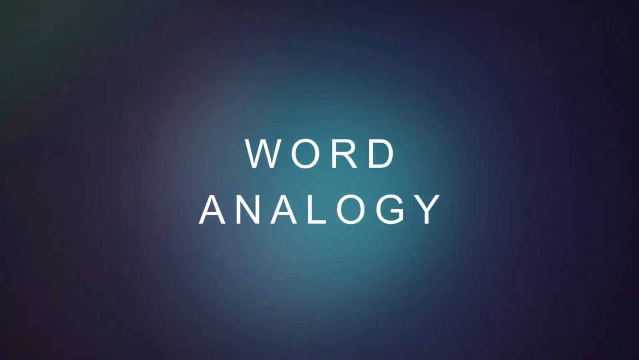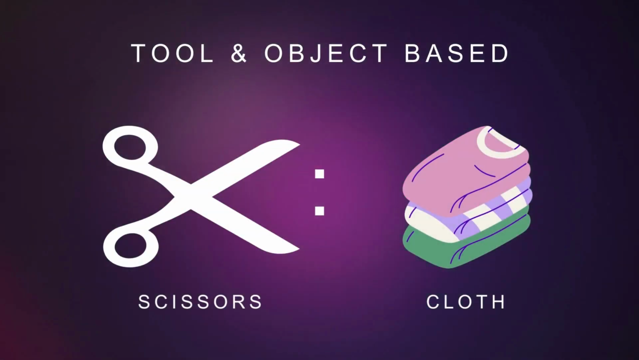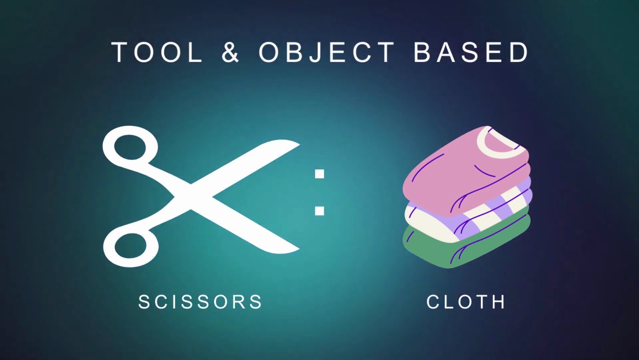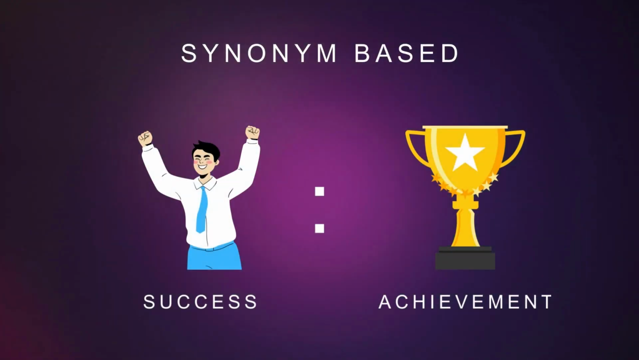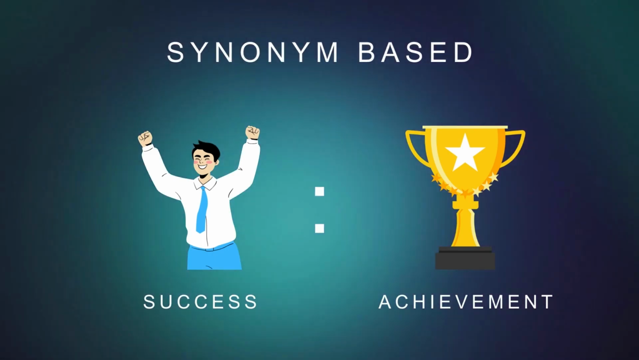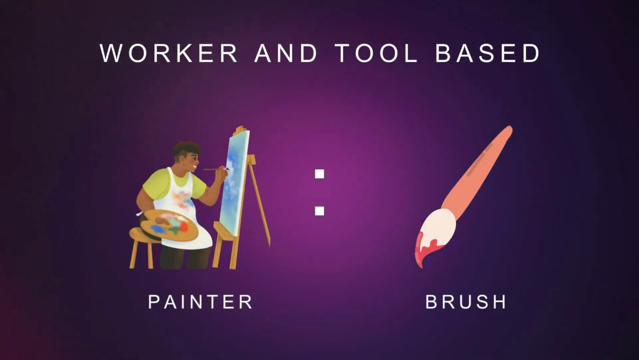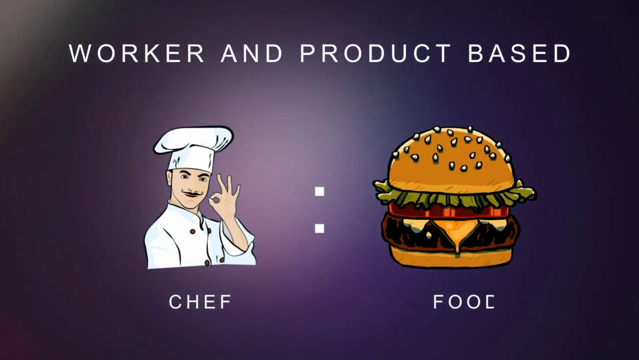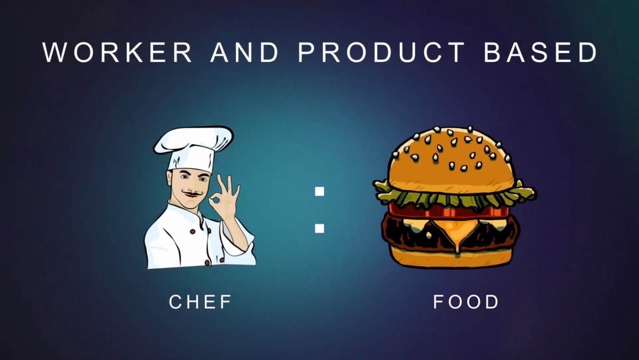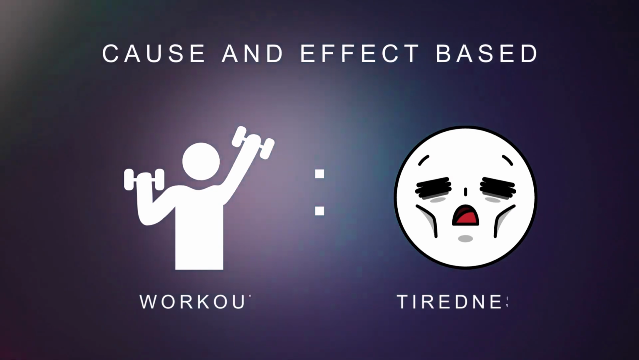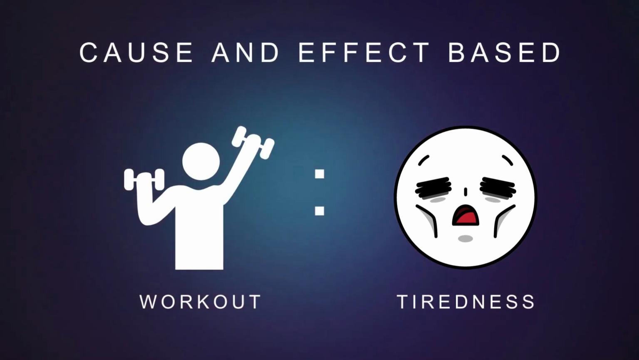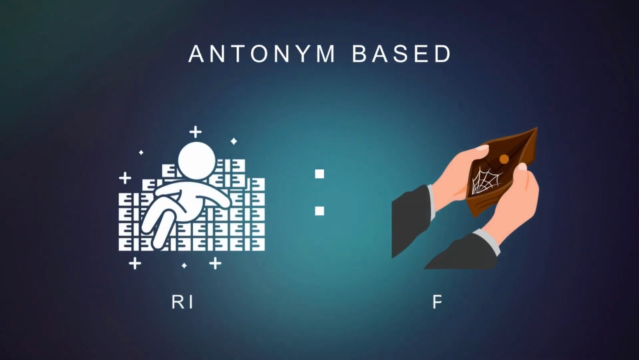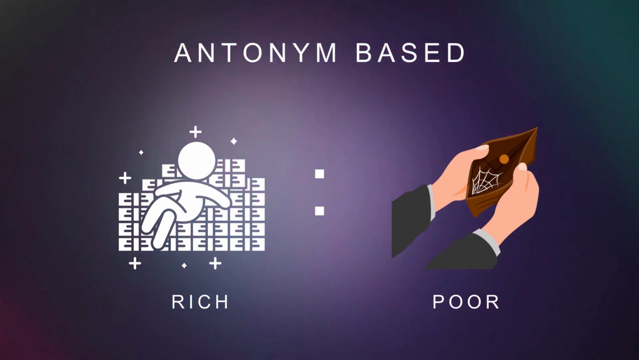Word analogy: scissors, cloth. This example is tool and object based. Success, achievement. This example is synonym based. Painter, brush. This example is worker and tool based. Chef, food. This example is worker and product based. Workout, tiredness. This example is cause and effect based. Rich, poor. This example is antonym based.